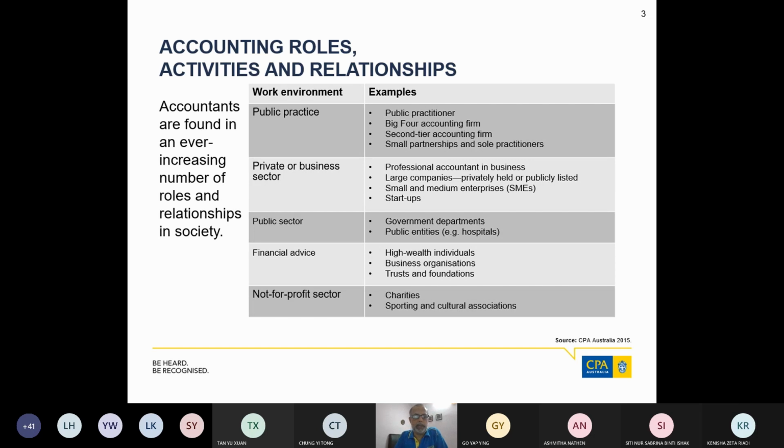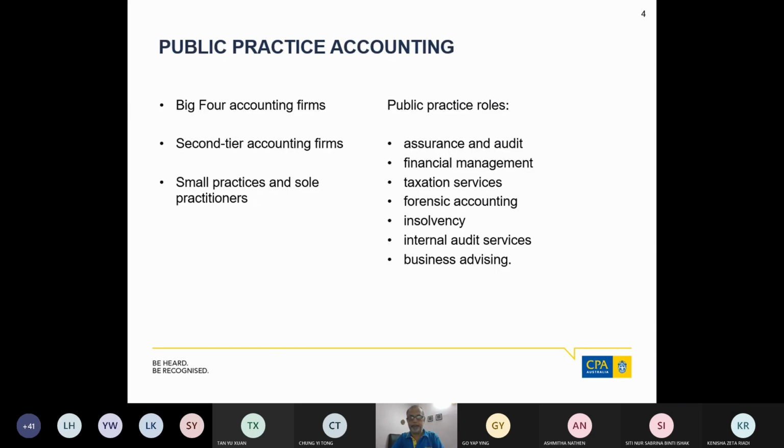So basically these slides give us a snapshot of the different roles and relationships in societies, the different work environments and examples for each one of them. When we talk about accounting roles, activities and relationships, this is what we mean. These are the different sectors in which accountants are found working.